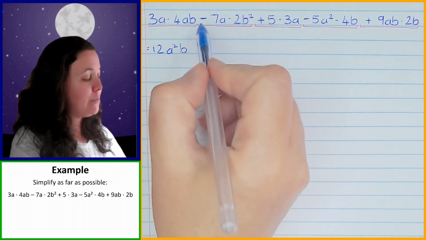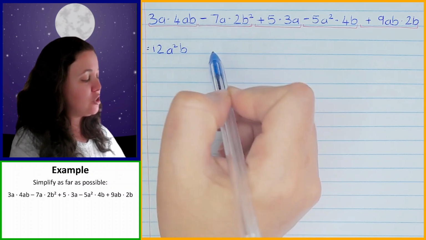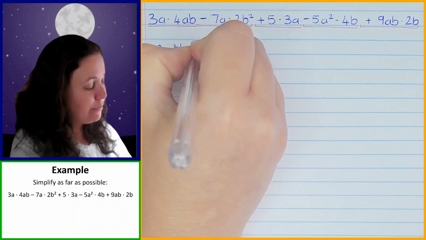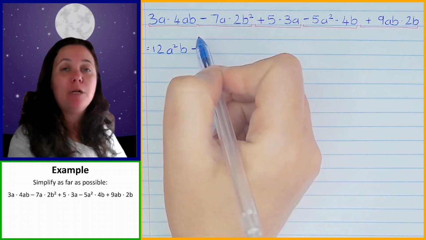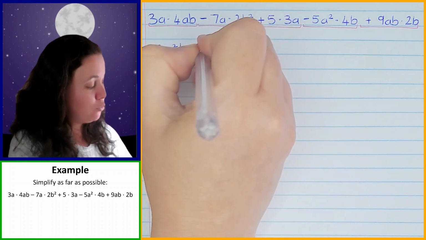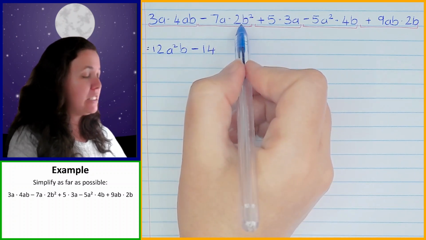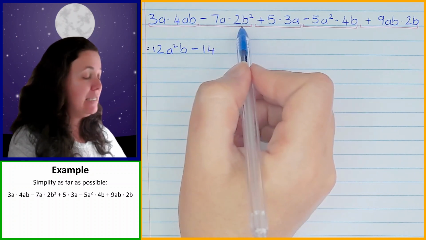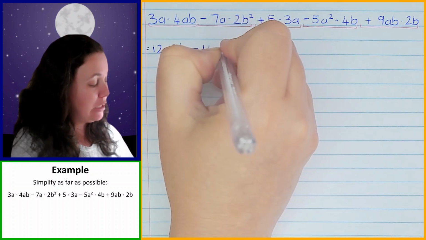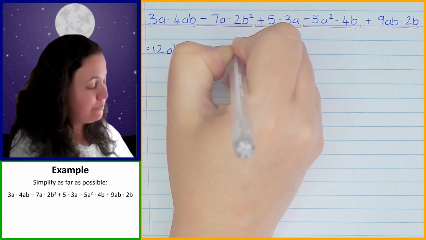Okay, the next term, I've got negative 7a times 2b squared. So it's negative, because it's a negative times a positive. And then I multiply my numbers. 7 times 2 is 14. Then I've got a and b squared. Neither of those are the same base, so I'm just going to write them down in alphabetical order. So I've got a and b squared.